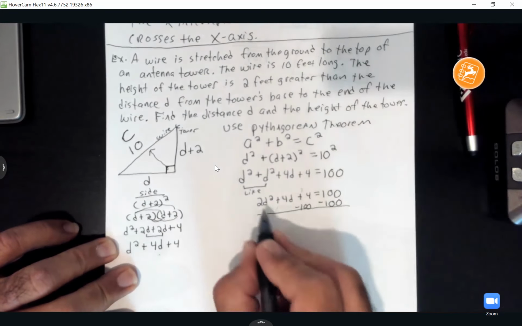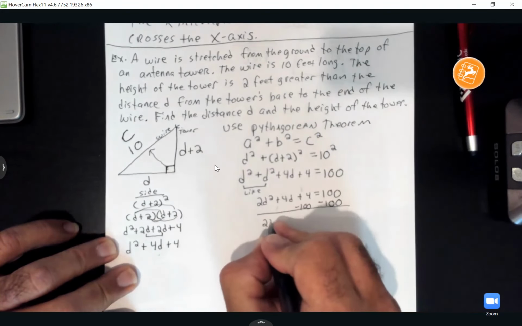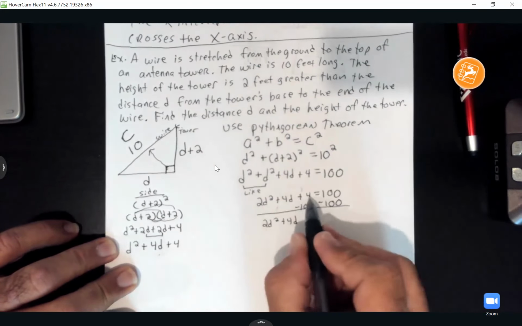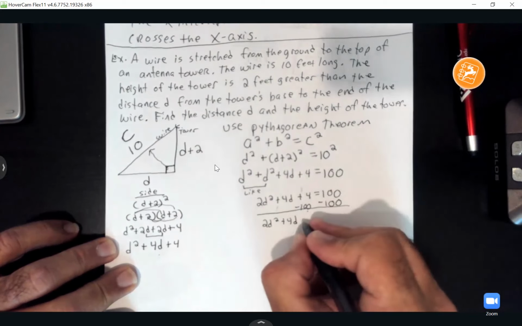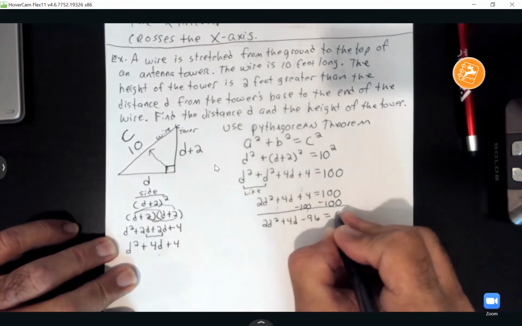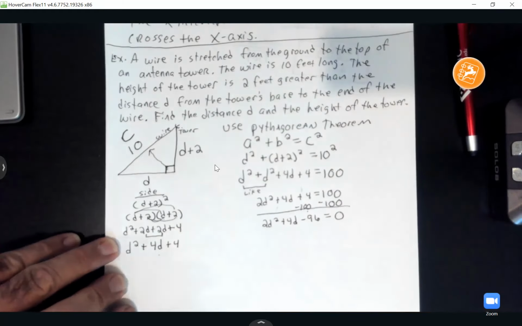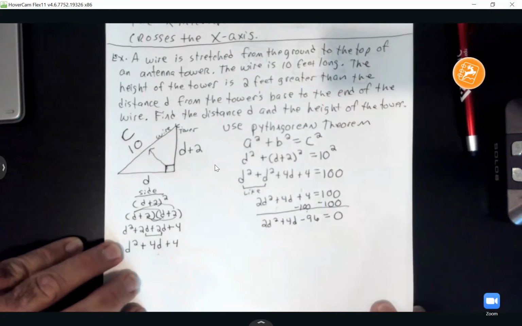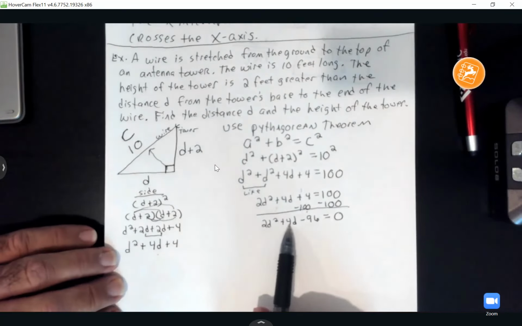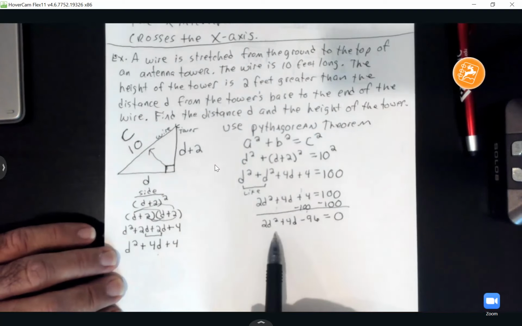So let's see what we get. We get 2d squared plus 4d minus 100 is negative 96. That's now going to equal 0. So we're almost to the point where we're going to either factor this or use the quadratic formula. But y'all, I can make this a little bit smaller.